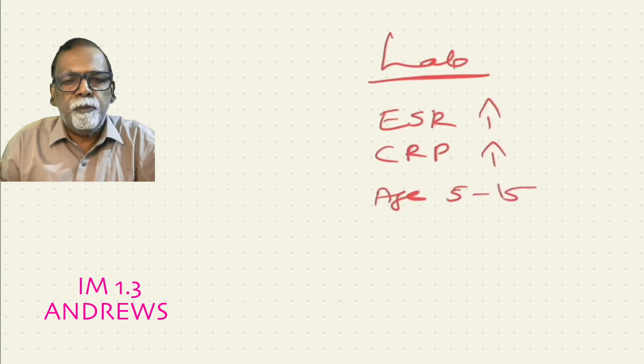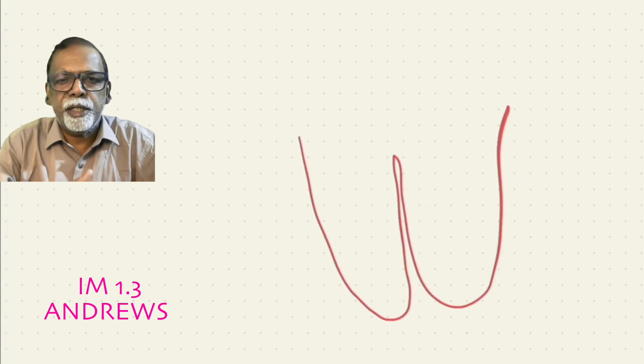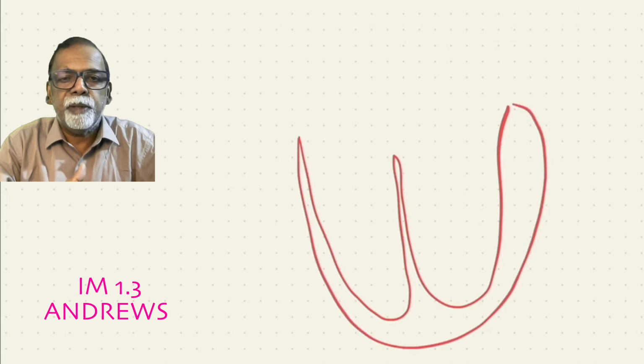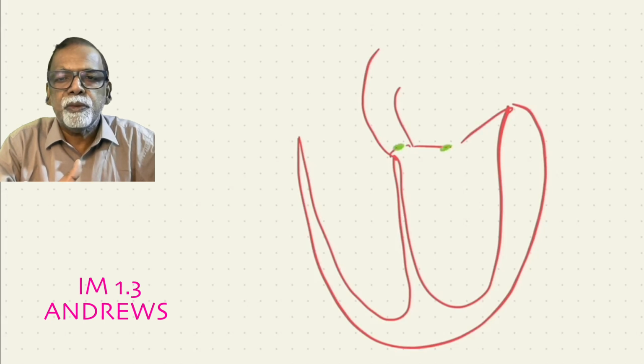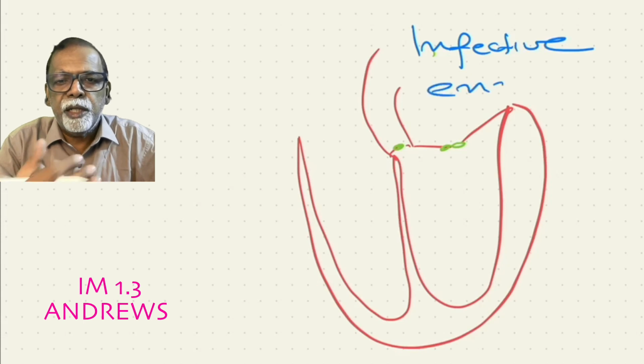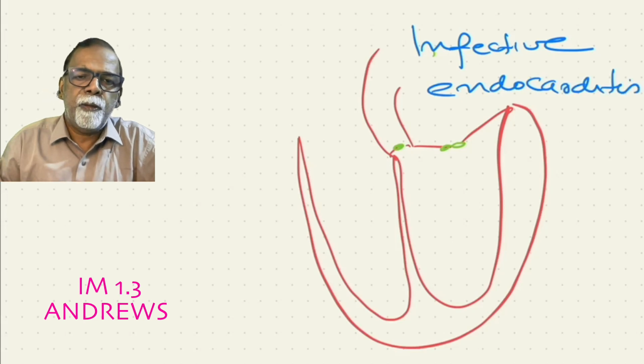Let us look briefly into the complications. It produces valvular damage, already mentioned, scarring and dysfunction, especially of the mitral valve and aortic valve. Rheumatic valve disease leads on to complications such as heart failure. You can develop arrhythmias. Most important is development of infective endocarditis. And this can lead on to thromboembolism and stroke. These are the important complications.